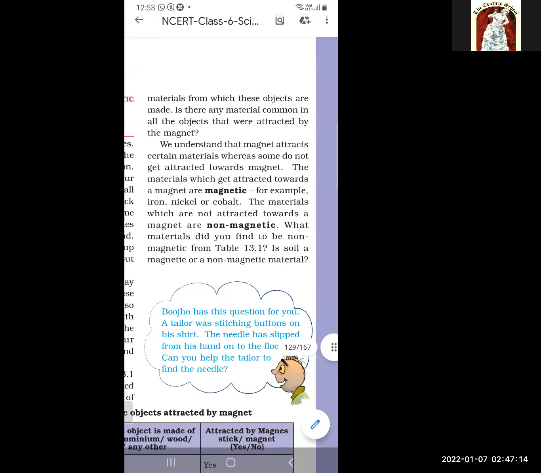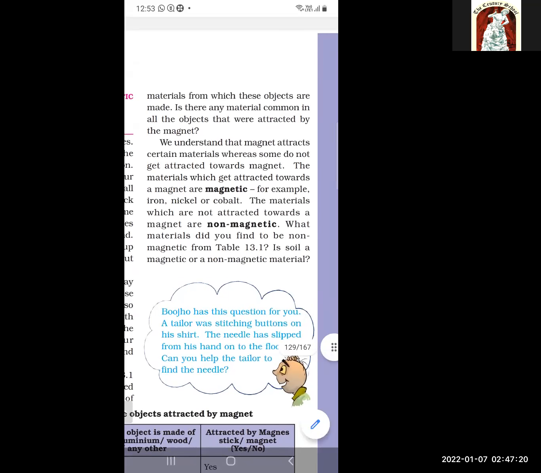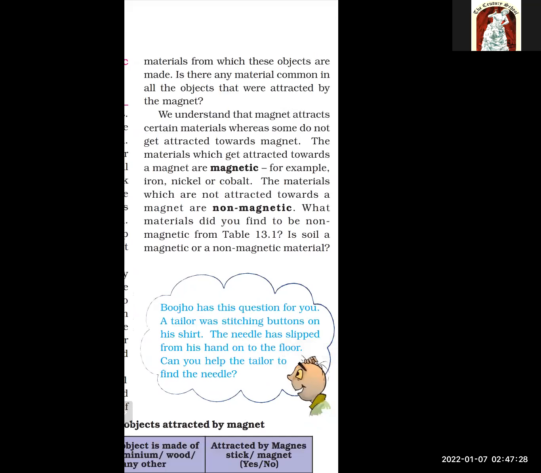And what are the examples of magnetic material? Iron, nickel, or cobalt. And what are the examples of non-magnetic material? Plastic, wooden. These are examples of magnetic and non-magnetic material.